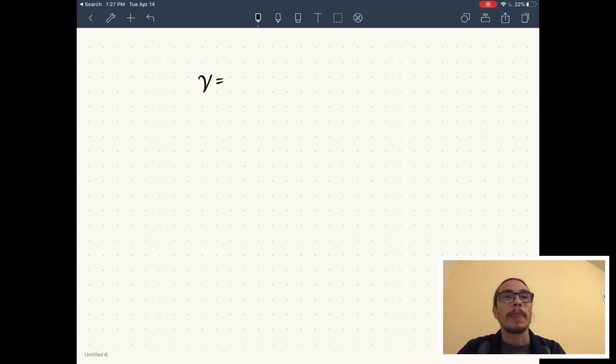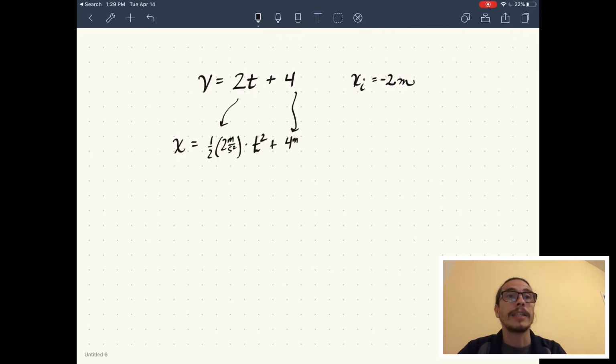What about this one? v equals 2t plus 4. Well, with an initial position of negative 2 meters. Well, we can put all this together like we were doing before, but now we have that little piece so we can put it in, and so we get our quadratic equation. Very cool. Thanks a lot.